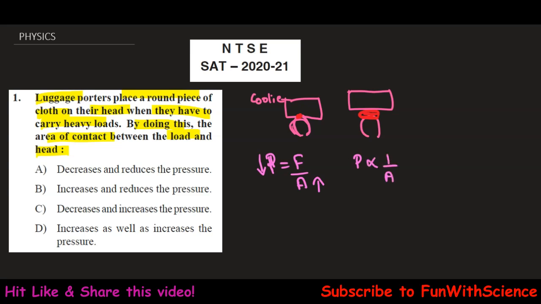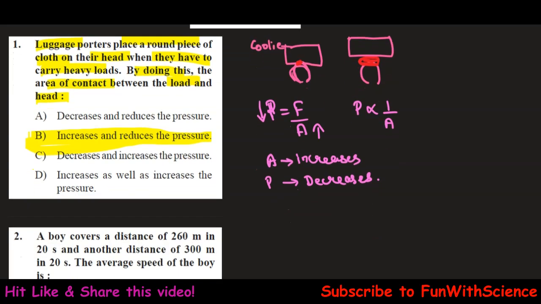Therefore, when the porter is placing the cloth on his head, the area of contact increases and the pressure is going to decrease. What happens if the pressure decreases? He can easily carry the luggage or the load without much stress for a longer duration of time. Therefore, option B should be the right answer. Let us move on to the next question.